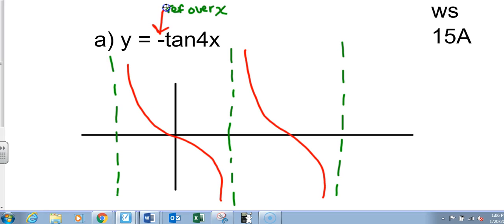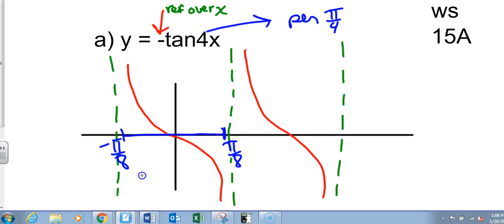Okay, what is the new period for this graph? Pi over 4, right? So what you're saying is that if this is a total length of pi over 4, each of these asymptotes are actually pi over 8, negative pi over 8. Where'd the next one be? 3 pi over 8 is right.